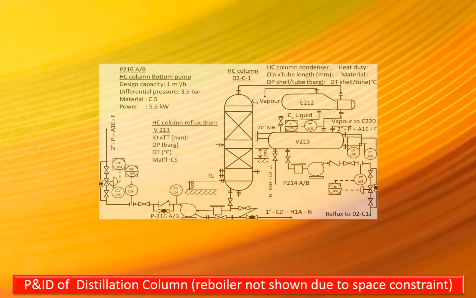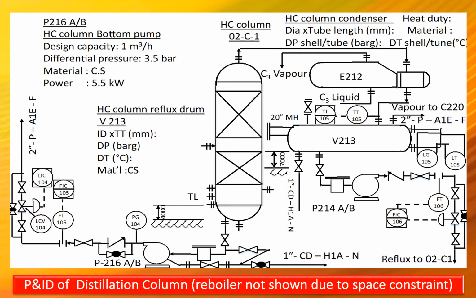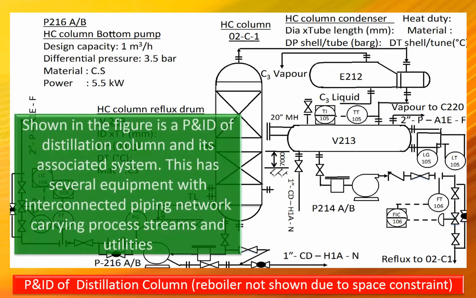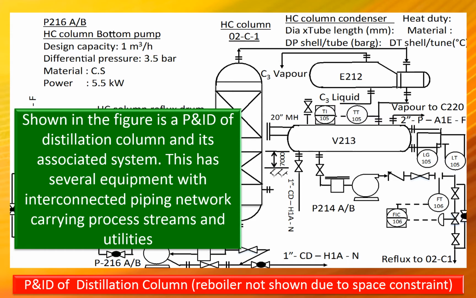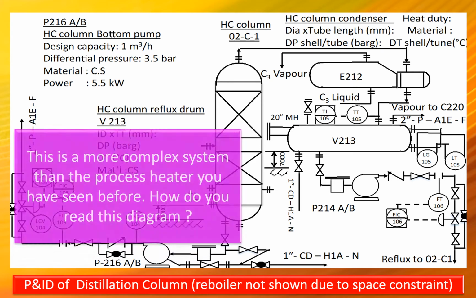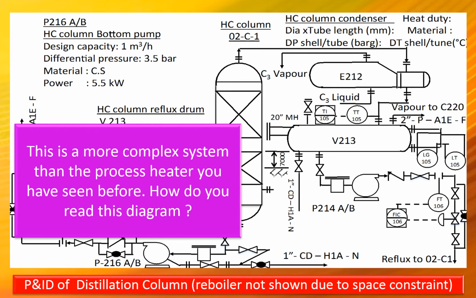Shown in this figure is the P&ID of a distillation column and its associated system. This has several equipment with interconnected piping network carrying process streams and utilities. This is a more complex system than the process heater you are seeing above. How do you read this diagram?